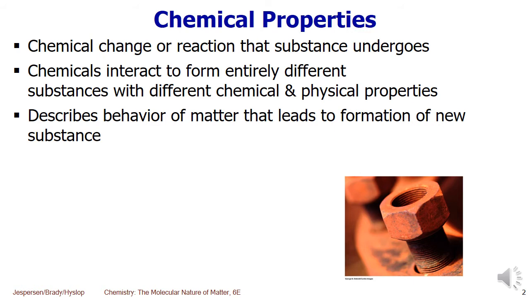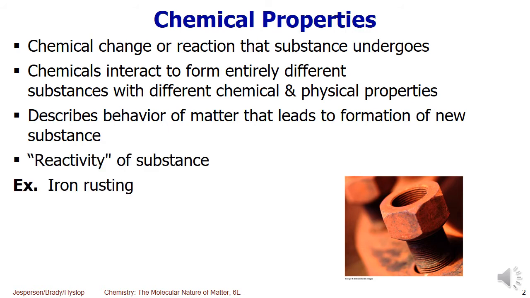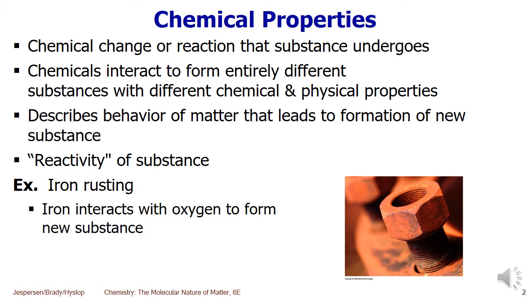Chemical properties describe the behavior of matter that leads to the formation of a new substance, the reaction. Sometimes matter or substances react with each other in different ways. So these are the chemical properties. Reactivity is one of the chemical properties, like iron rusting. For example, iron interacts with oxygen to form a new substance. The rusting of iron is a chemical property.